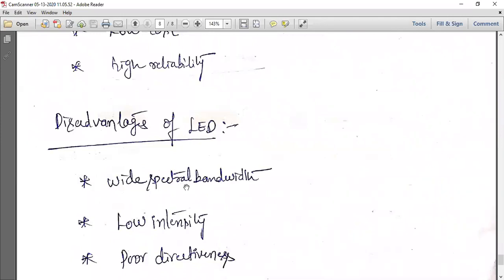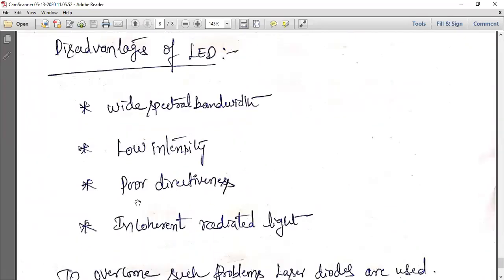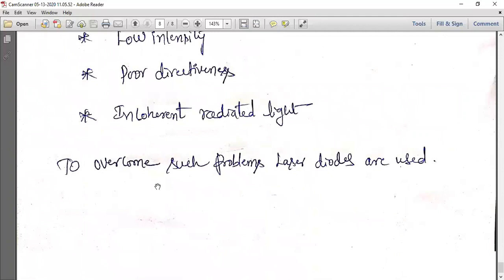The disadvantage is that it is a wide spectrum, so the light which is generated will spread. Once the light spreads, it cannot go for a longer distance. So it is for shorter distance applications compared to the laser. Low intensity, directionality is poor. It is not directional, it is incoherent. We have seen that. So to overcome these problems, laser diodes are used.